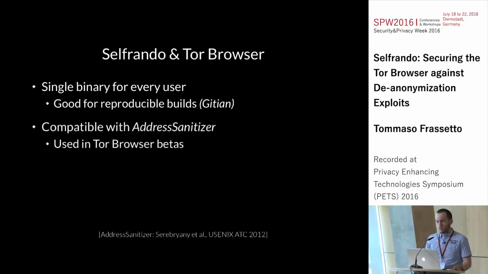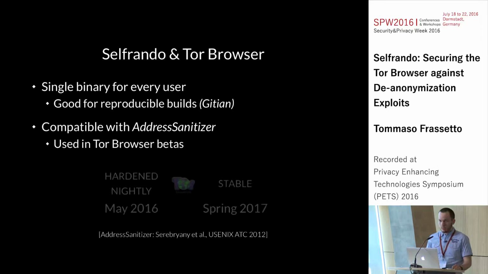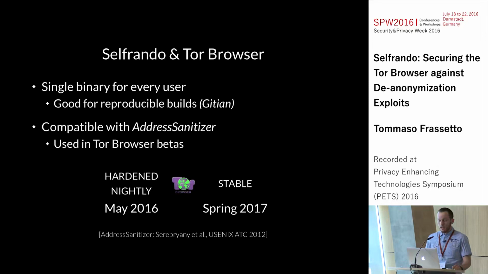Another hard requirement on Tor's part was to be compatible with AddressSanitizer, which is a tool used to detect memory bugs in the beta releases of Tor browser. So we are proud to say that our work, Selfrando, is already included in the hardened nightly build of Tor browser. It has been for a couple of months, and they plan to include it in the stable release for Linux next year.